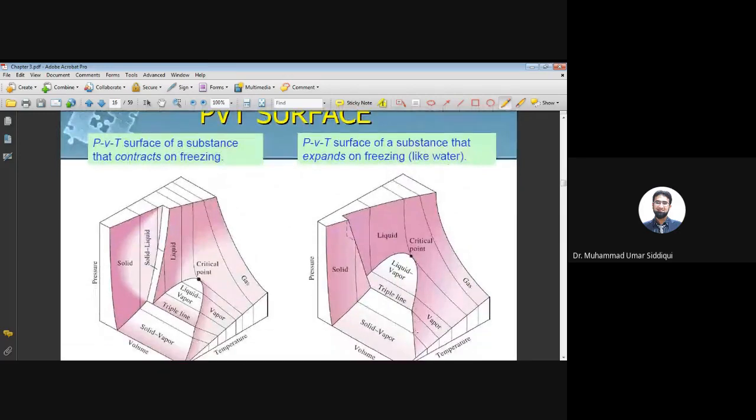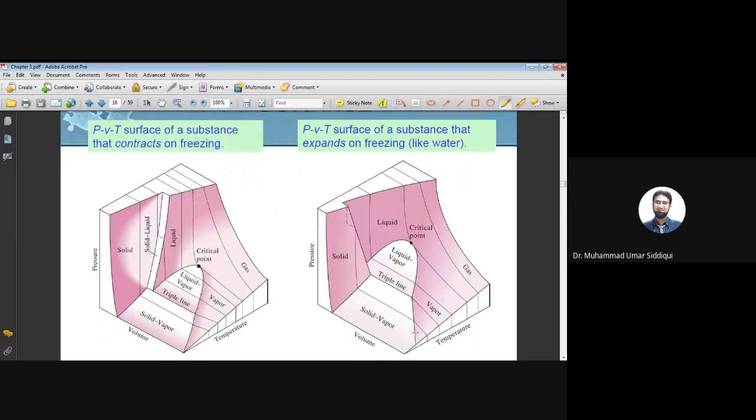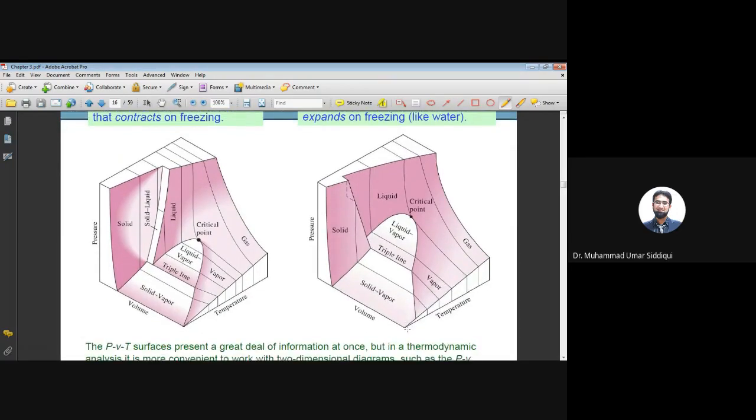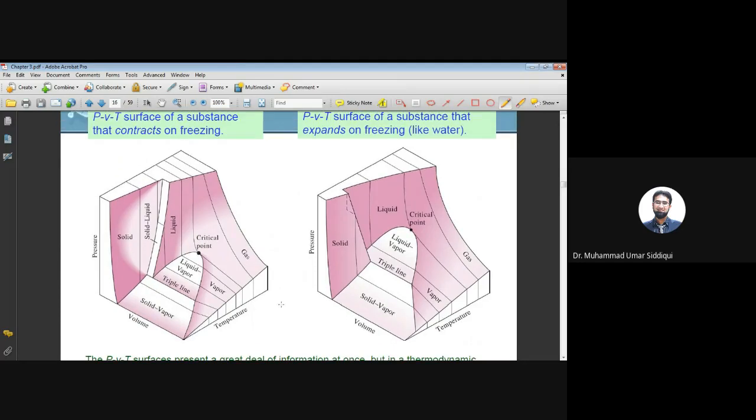Okay, so the PVT diagram is here. This is just if you want to look at it. There's no significance here in this course right now, so you can go through this diagram. It's a 3D version for the solid, liquid, and vapor, if we draw three axes: pressure, volume, and temperature. For water, it is like this. For other fluids, it is like this.